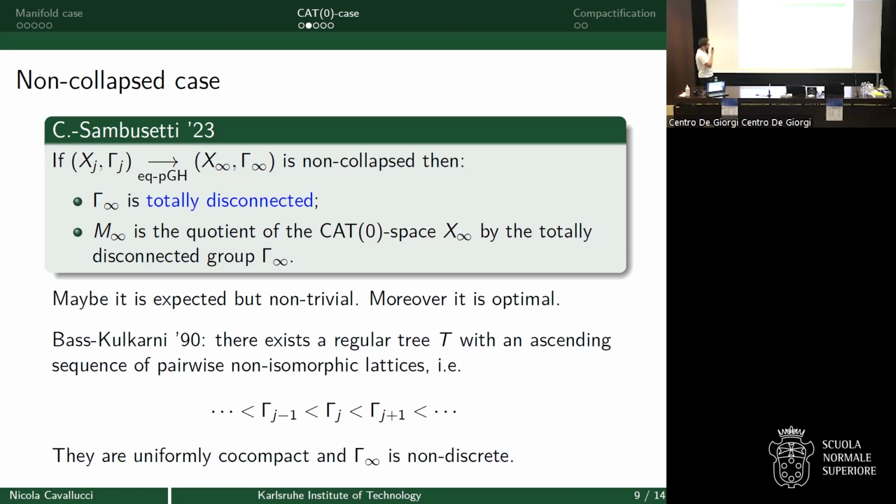So regular trees, in particular CAT(0) spaces, geometrically complete, where you can find pairwise non-isomorphic lattices, one inside the other. So they all have uniform co-diameter because they are inside the first one. And in this case, the limit group is really non-discrete. So they are very different groups. And this is just a thing that cannot happen in the manifold case, but here we have it.